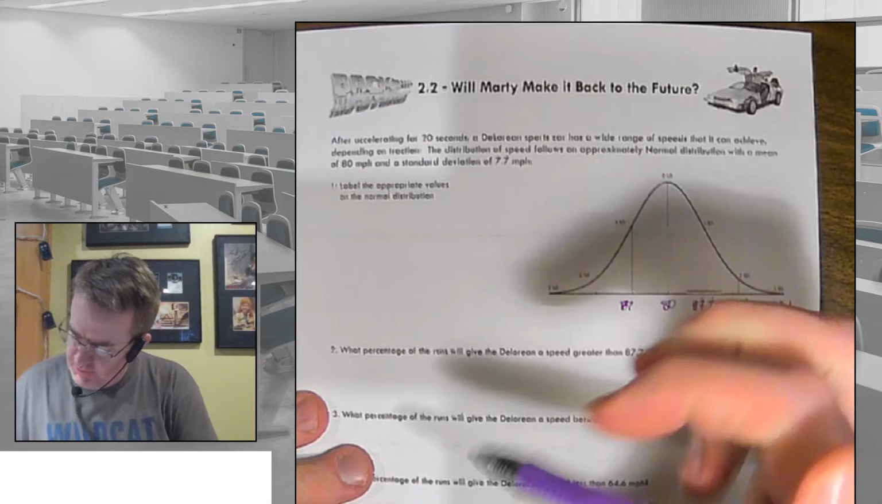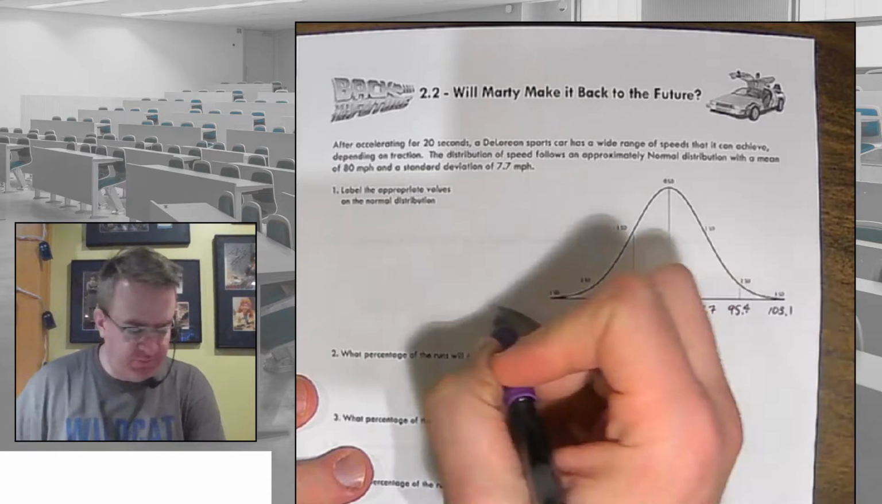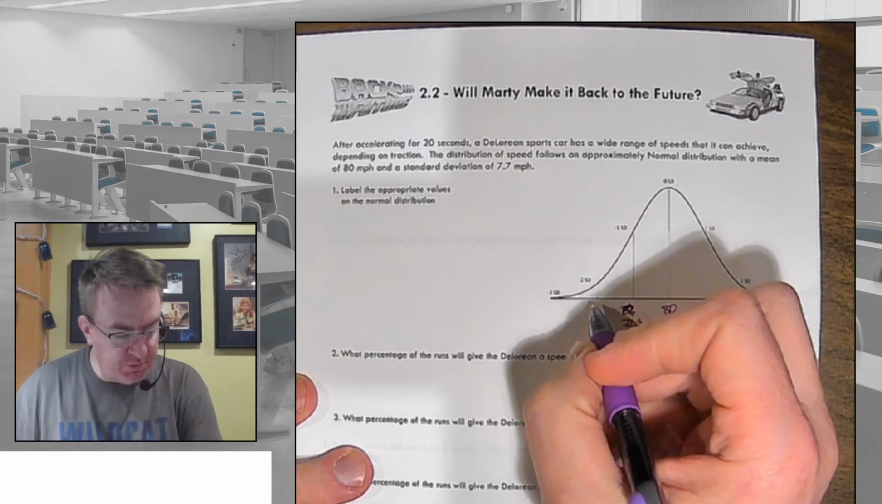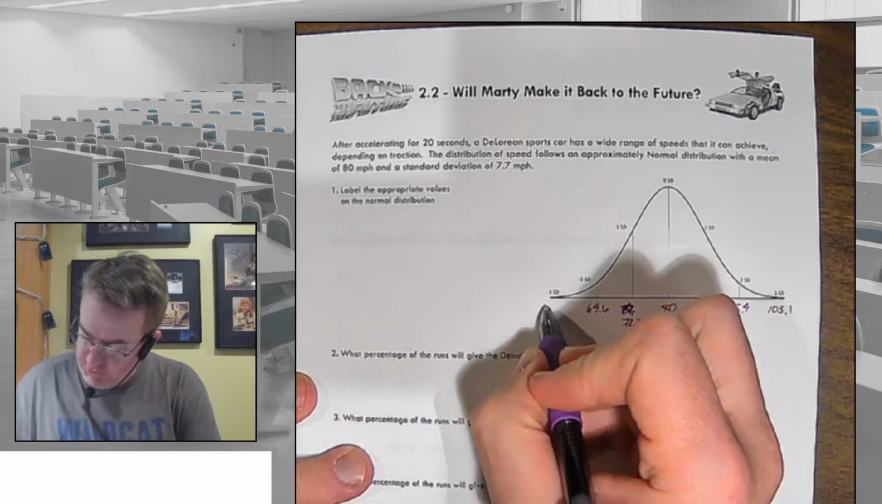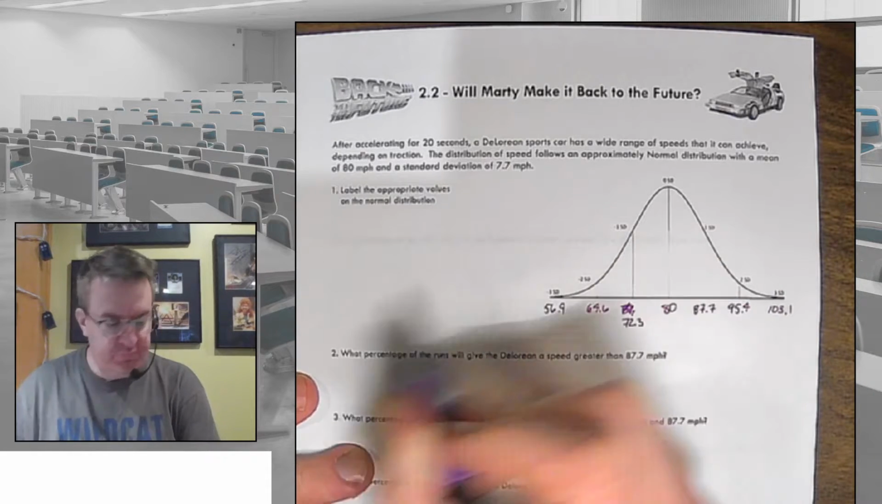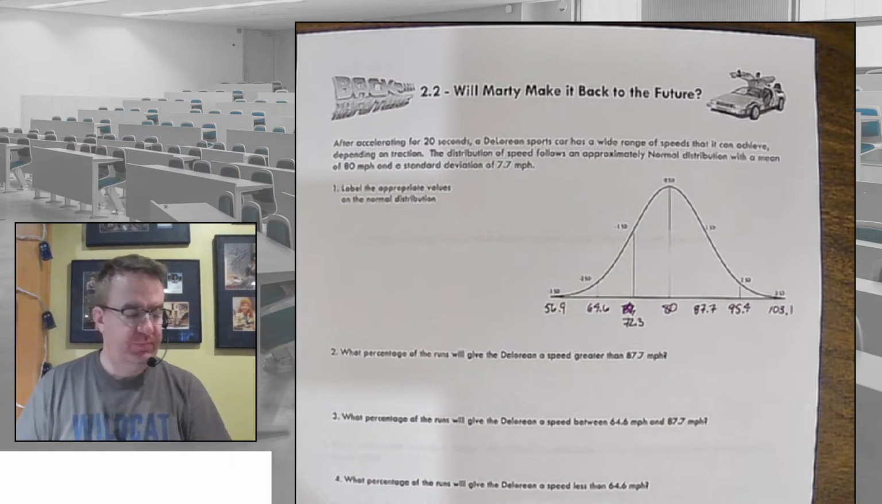So anyway, 72.3. And then we subtract another 7.7 off, and then we're going to come up with 64.6. And then 56.9. Okay. Ta-da. Great.